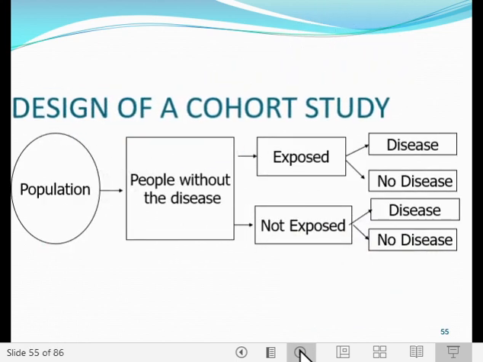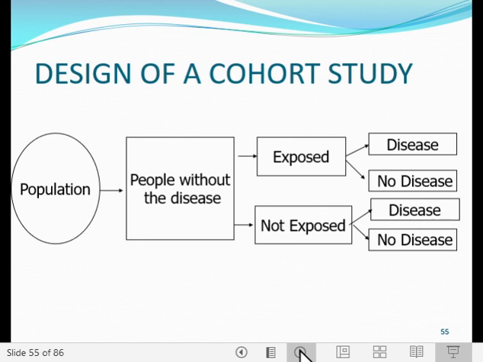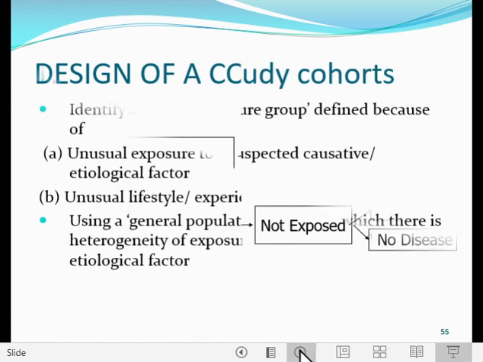So, first of all, the design of a cohort study. When you start the study, the people are without the disease, then they get exposed to the etiologic agent or are not exposed to the etiologic agent. Some of them develop the disease and some of them don't. So, this is the design of a cohort study.